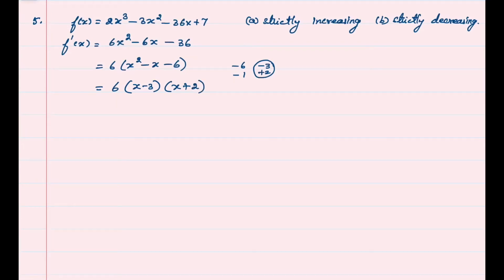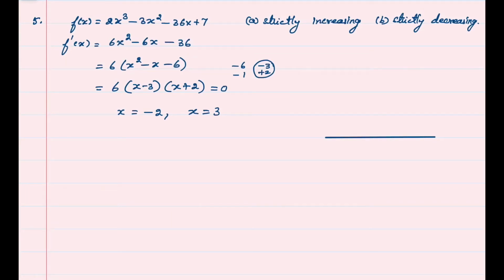Now, after factorizing the expression of f dash, we will equate it to 0 to find the critical points. So, the critical values are x equal to minus 2 and x equal to plus 3. We won't have not defined case for f dashed. Here, the domain of this function is not mentioned.